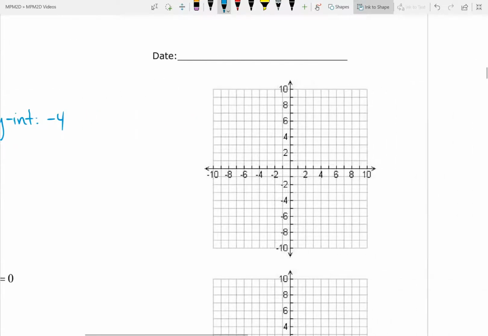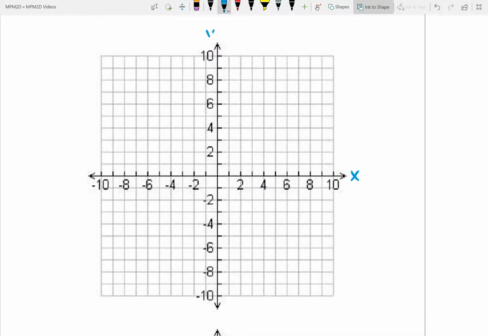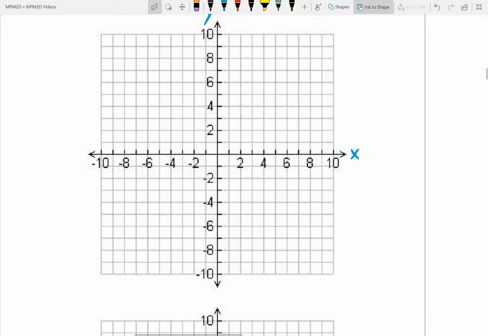So on our grid right here, we're going to start by labeling our axis. So we have an x-axis and we have a y-axis. And we know the y-intercept, where the graph crosses the y-axis, is right here at -4. So I'm plotting a point at -4. Now, using that point and using our knowledge of the slope, I can find another point on this line.